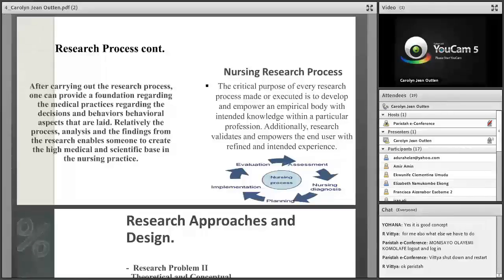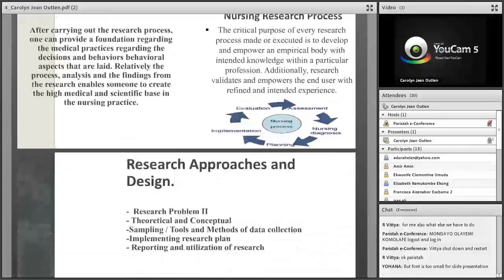Relatively, the process, analysis, and the findings from the research enable someone to create a high medical and scientific base in the nursing practice. Nursing research process. The critical purpose of each research process is to develop and empower an empirical body with intended knowledge within a particular profession. Additionally, research validates and empowers the end user with refined and intended experience. And the graph shows the nursing process: the assessment, the nursing diagnosis, the planning, the implementation, and the evaluation.